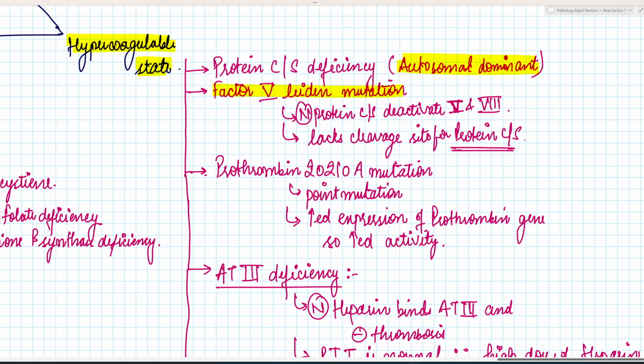Third one is a specific mutation. It's a point mutation on prothrombin, the 20210A mutation. So this is a point mutation in the prothrombin gene, which leads to increased expression of the prothrombin gene, and therefore we have an increased activity of prothrombin. More prothrombin will be there in the circulation, more prothrombin will be converted to thrombin, its active state, and therefore the coagulation will be increased.